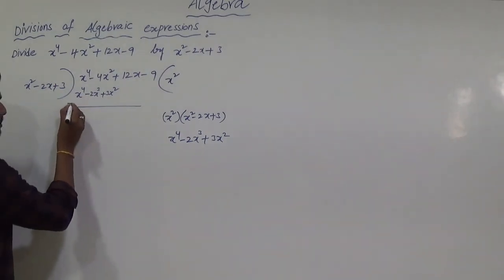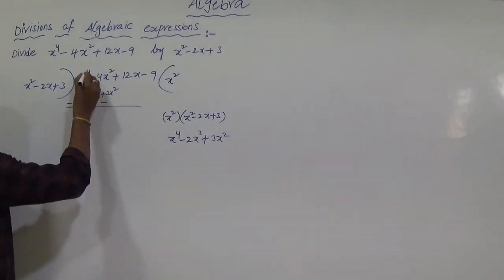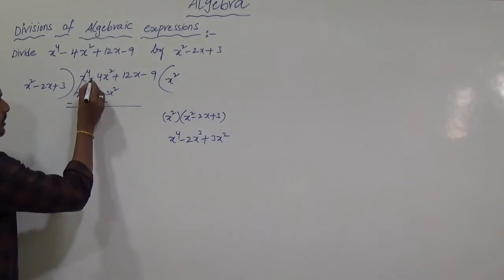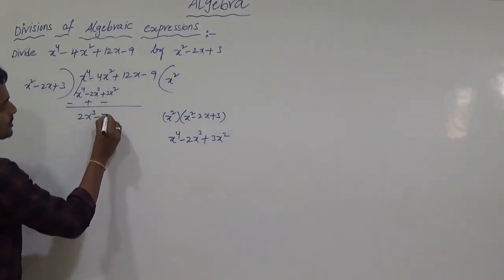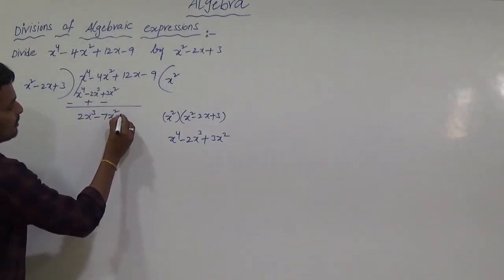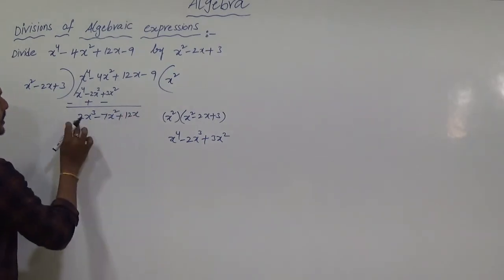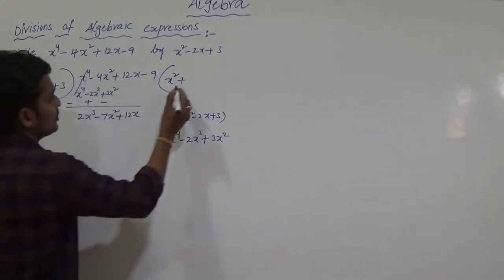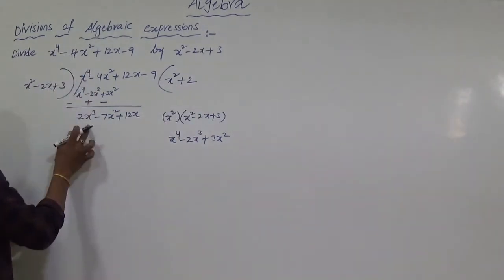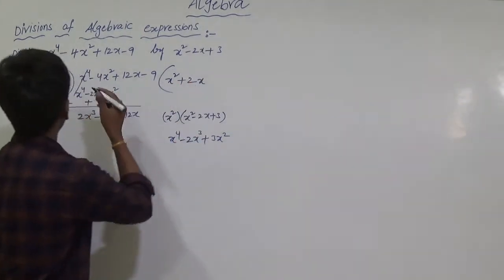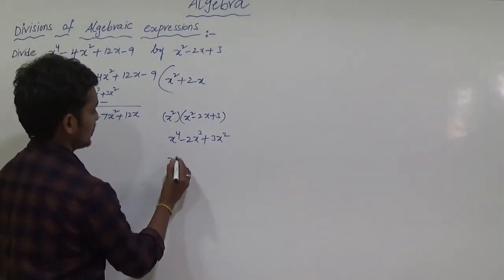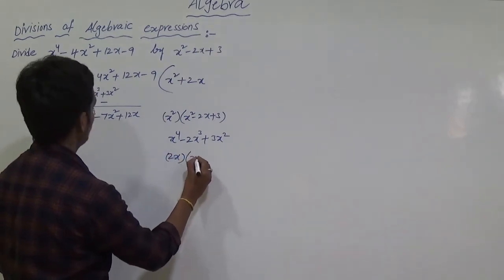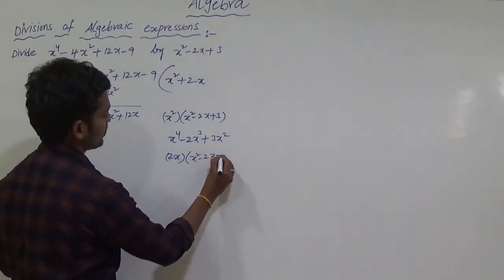So we have to change the signs: minus, plus, minus. These two cancel. First x cube: 2x cube, here minus 4 minus 3, so total minus 7x square, plus 12x. Here plus symbol, here also plus symbol, so keep plus. Here x square is cancelled, x cube is x times, so we are writing 2x into x square minus 2x plus 3.